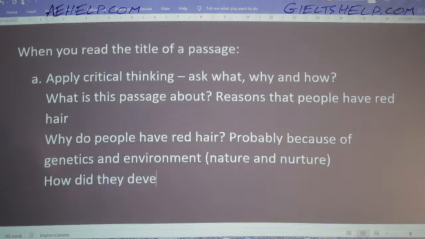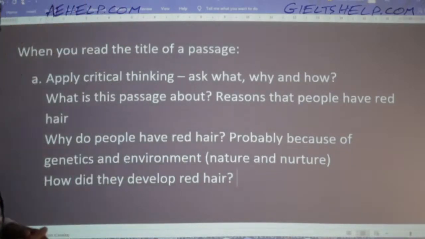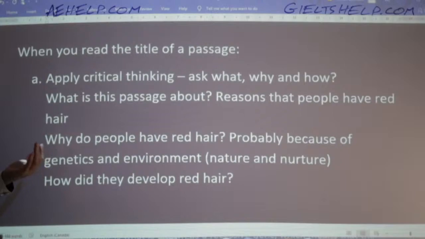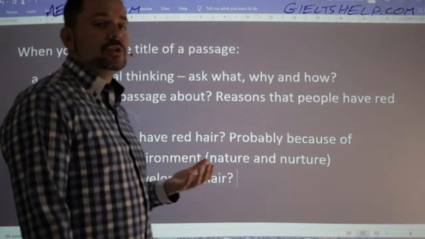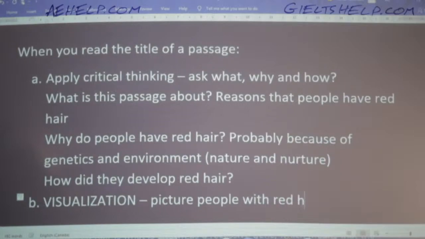So how did they develop red hair? Okay, so then sure, let's think about this genetics and environment. Who are people that usually have red hair? So this is where you want to apply, simultaneously, a little bit of the second strategy with the title, which is visualization. So picture people with red hair. Who are they?